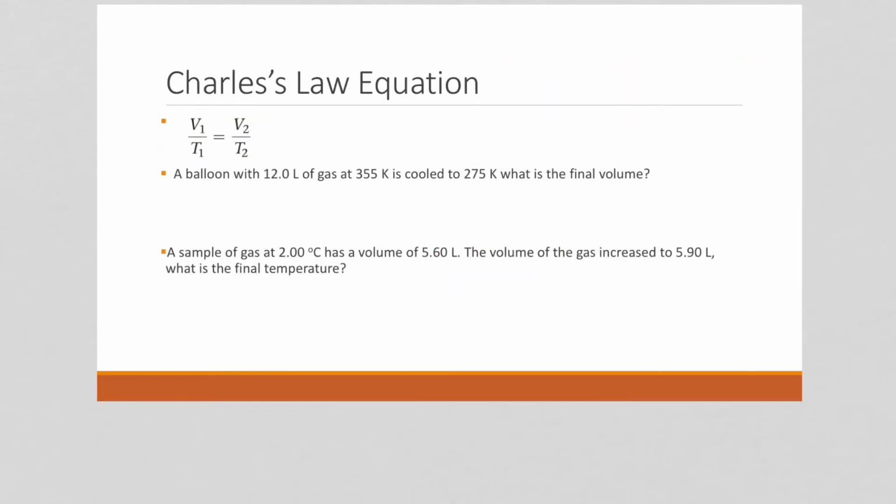Now, our next one we're going to look at is the equation that we got out of Charles' law. So remember in Charles' law, we said that volume over temperature equaled a constant value, right? And that's because we had a direct relationship between volume and temperature. Of course, we are keeping a constant P and N. So let's look at a couple problems here. So in the first problem, we have a balloon at 12 liters at 355 Kelvin. We cool the temperature to 275 Kelvin. What does the volume end up as?